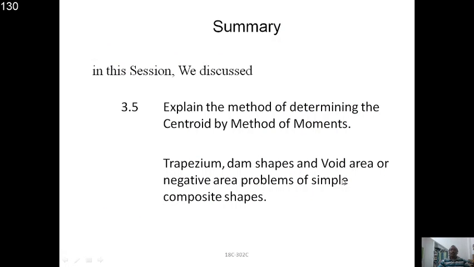In this session, we learned about determining the centroid by the method of moments or analytical method. We also solved some problems like trapezium, dam shapes, and negative area or void area or hollow shapes using simple composite shapes. Thank you.